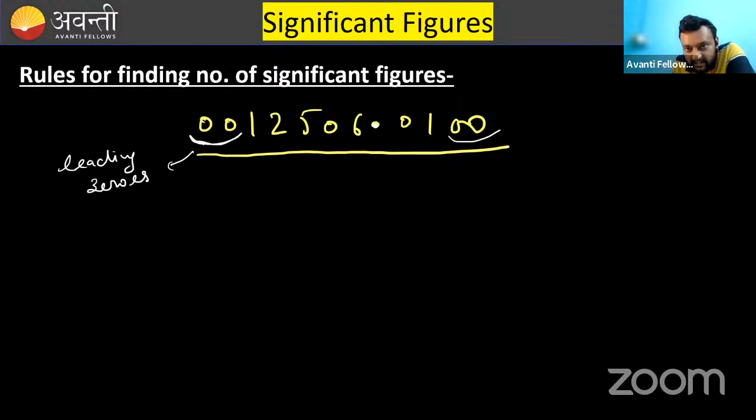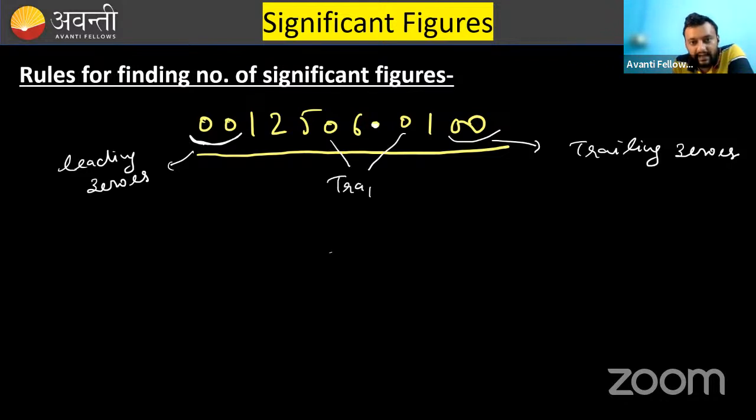And you can see that these zeros are trailing zeros. Trailing zeros. Now there are two more zeros. One is this, one is this. These are trapped zeros. They are trapped. You know the meaning of trapped, I think. Trapped means the zeros which are between two numbers. Clearly, I think this point is clear till now.